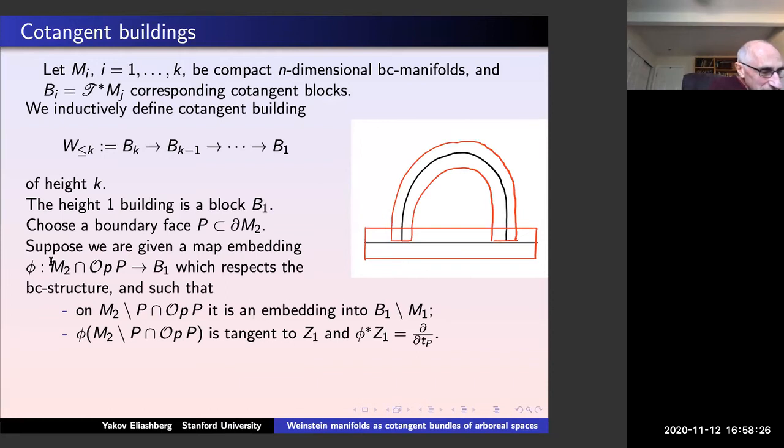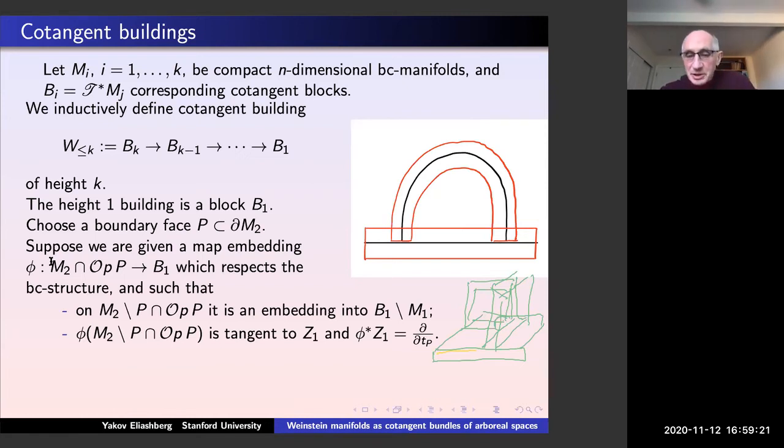So you have one block. Say this is one block, and then I have a second block which attaches, for instance, this way, and then I can have a third block which now attaches like this. So it has one face inside B2 and one face inside B1. And on the overlap you have three Liouville vector fields and all of them commute. And you have this picture.